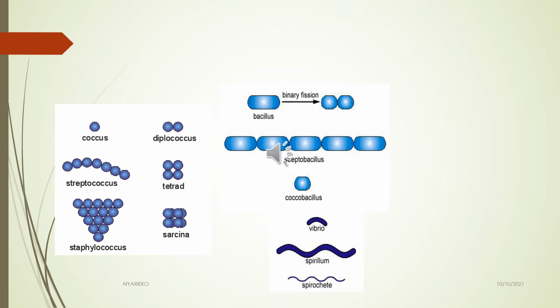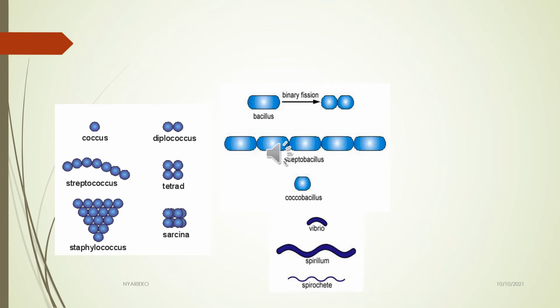In slide 5, we are able to see the structures. This is now the cocci. The cocci, we said it can be in pairs, that is diplo, or in a singular, that is coccus, strepto in strings, then staphylo in clusters, and then sarcina in cubes of 8. Tetrad, it is in 4 squares.